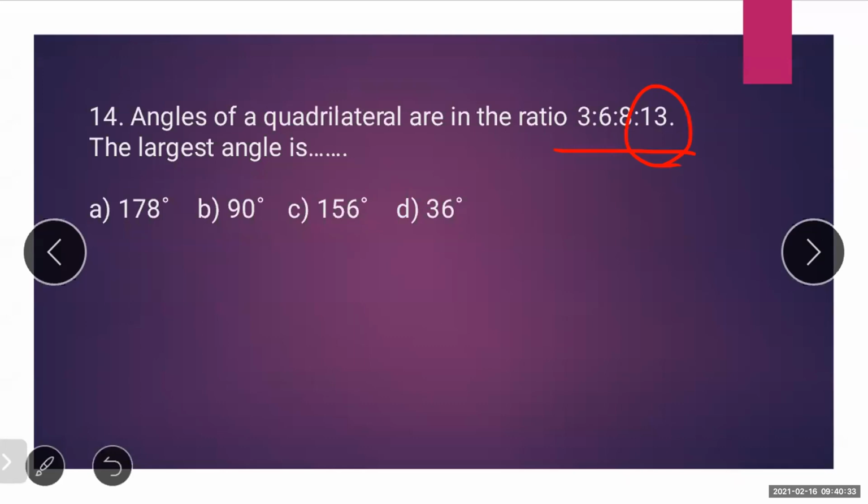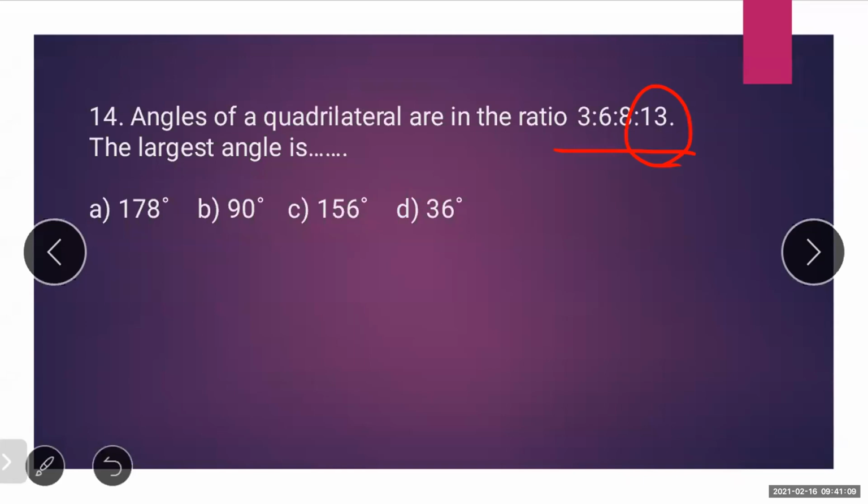Now here they have not given adjacent angle, consecutive angle, opposite angle, nothing. No type of quadrilateral is given. Only they have given that it is a quadrilateral. So you all know that the angles in a quadrilateral, the addition of the angles in a quadrilateral is how much? 360 degrees. So here we will take the common multiple as x.